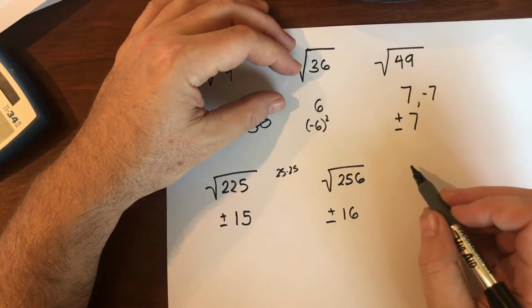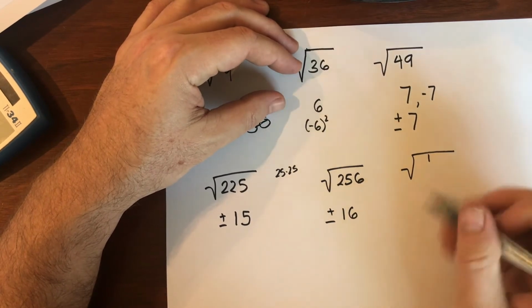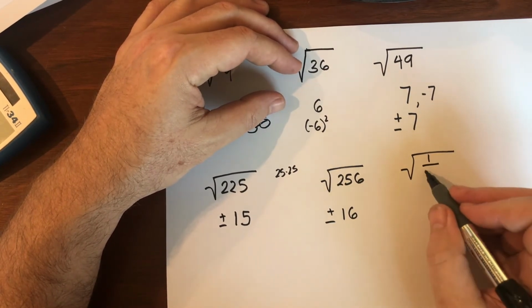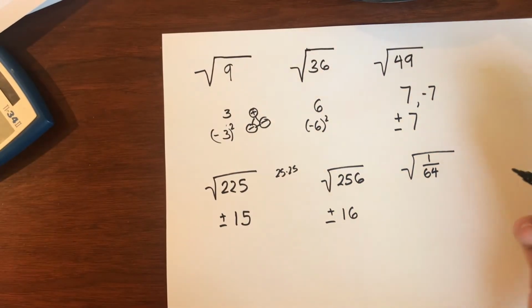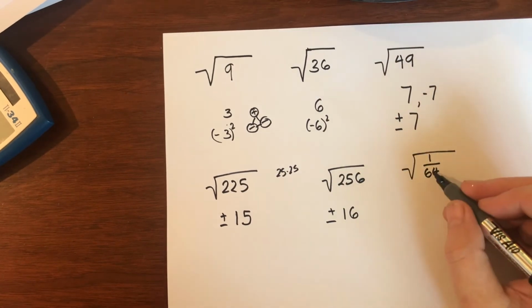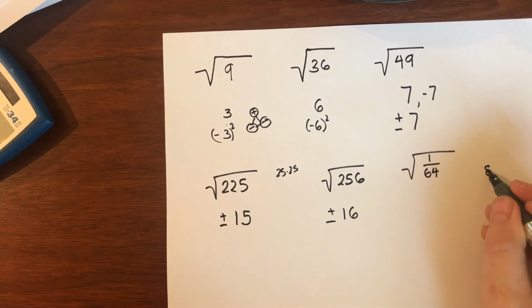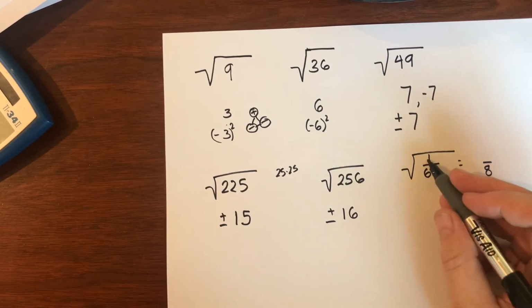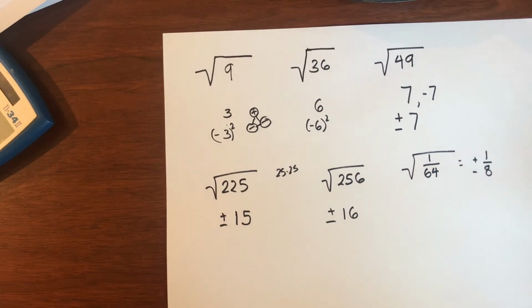But I can also do something like this. What's the square root of 1 over 64? You'll say, well, that's a fraction. I don't know. Well, the answer is it's going to be a fraction times a fraction. So what number times itself is 64? You can say, well, 8, right? What number times itself is 1? 1. So positive and negative 1/8.